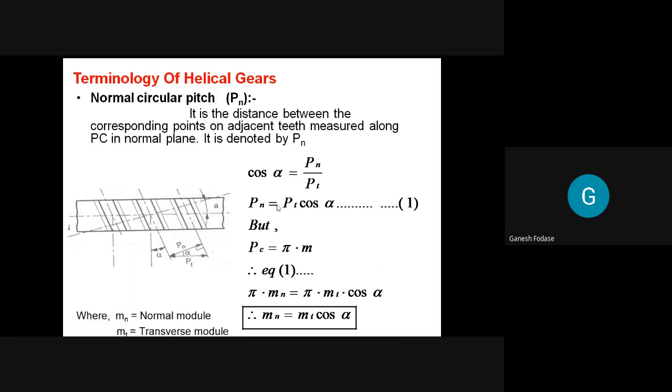And further, we can express pitch in terms of module. As we know, the basic formula for circular pitch is pi into m, so this circular pitch is equal to pi into m. So if we put this further here, we get the relation between Mn and Mt.